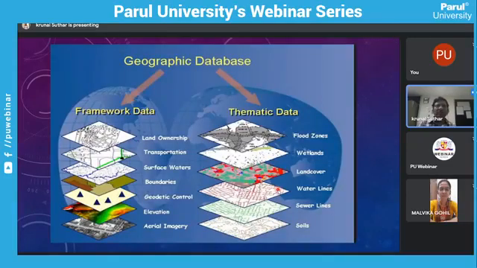So a geographical database is made of the landscape on earth, transportation, surface water, boundaries, geodetic information, flood zones, wetlands. All the layers are combined, and finally it becomes our actual earth surface layer.